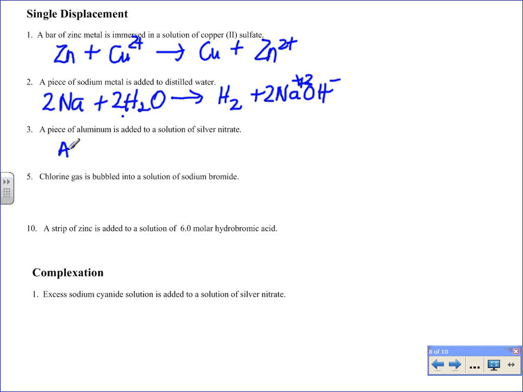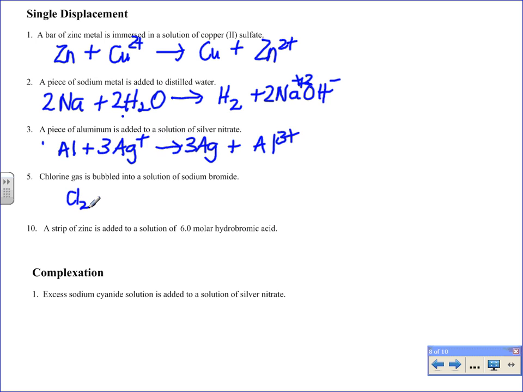This one, a piece of aluminum is added to a solution of silver nitrate, so it's a metal displacing a metal. So I'm going to get the pure metal and then the aluminum 3+. We'll go over this in greater detail later on, but this actually needs to be balanced. If you did the full ionic reaction first, you would see that we need 3 in front of the Ag. Really what I'm doing here is balancing the charges. This is 3+, so this needs to be 3+.